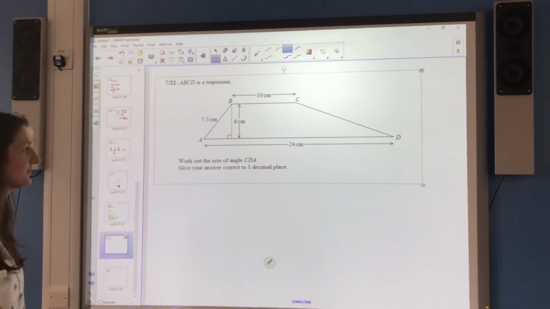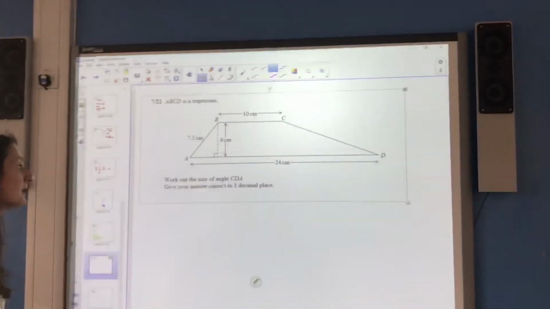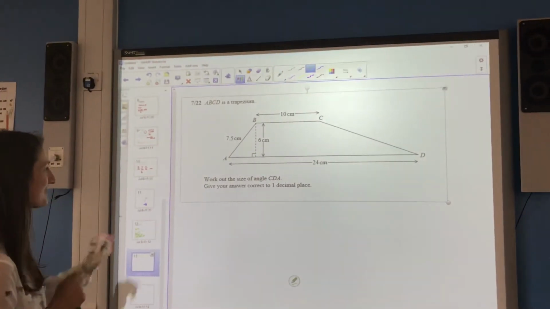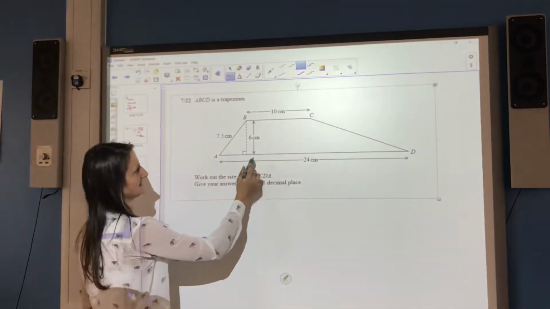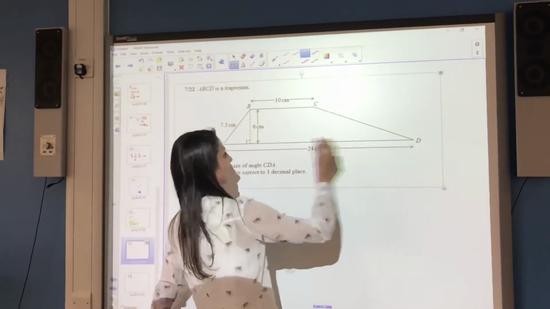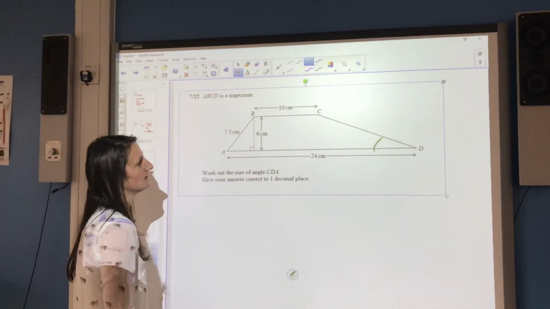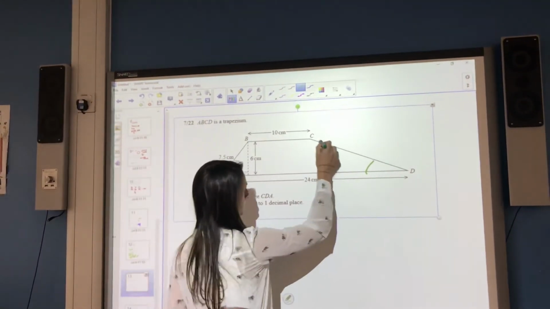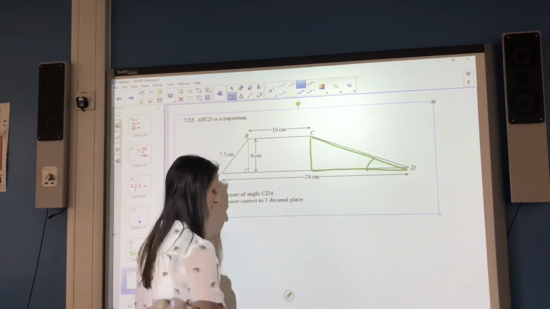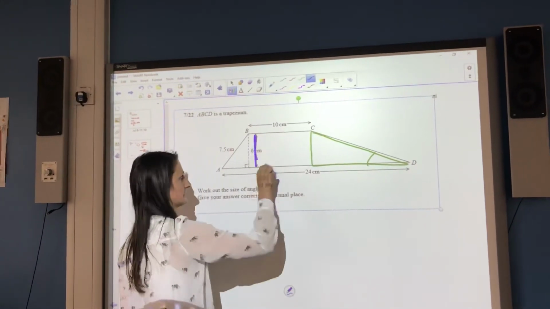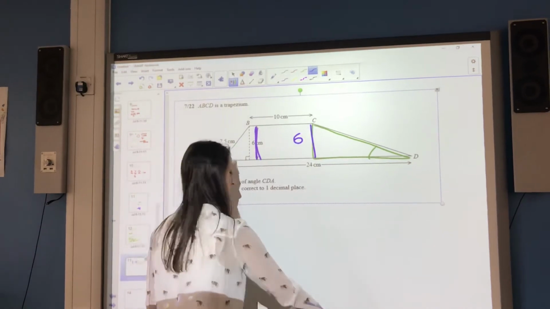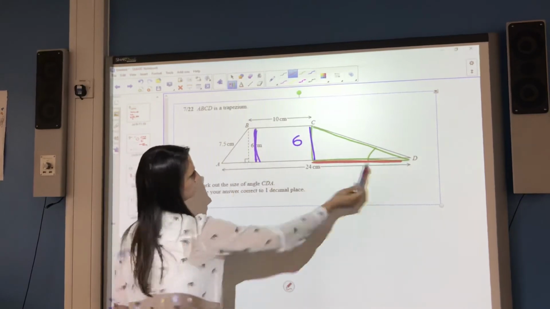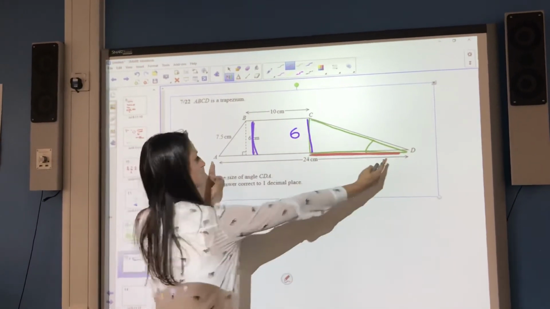To remember, to find the area of a trapezium is not what you're being asked to do. So even though it is a trapezium, you don't need to think about that straight away. The first thing we're looking for is angle CDA, sorry, so that's this angle here. So in order to do that, we're going to need to use our trigonometry, and we're going to want to think about this triangle here. Well, I know this height is the same as this height, and that's 6. And I know that this length here is going to be your 24 minus that 10, this whole distance.